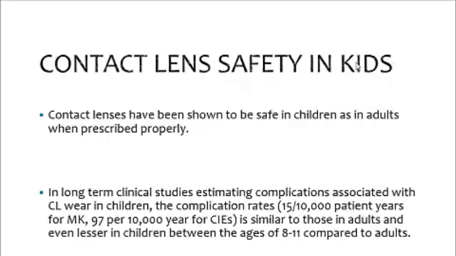In long-term clinical studies estimating complications associated with contact lens wear in children, the complication rates, which were 15 per 10,000 patient years for microbial keratitis and 97 per 10,000 patient years for corneal infiltrative events, are similar to those in adults, but even lower in children between the ages of 8 to 11. So basically what this means is, first of all, visually significant contact lens complications are rare, but they are even less in children.